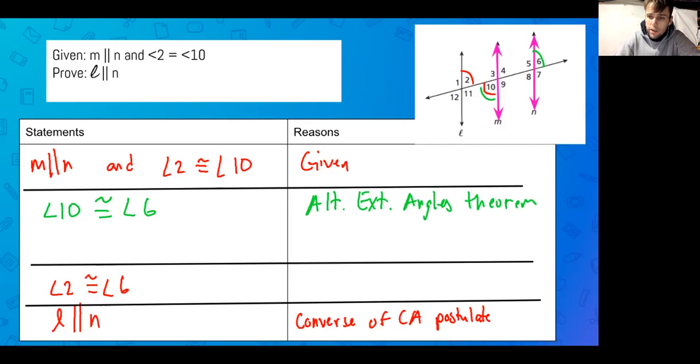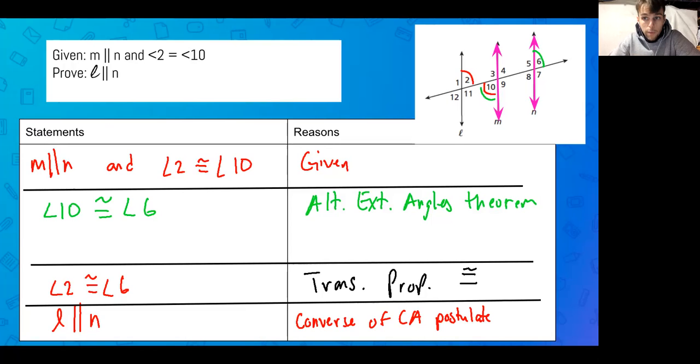And we've actually already created our chain. We have angle 2 is congruent to angle 10. Angle 10 is congruent to angle 6. That has created our chain for us. So by the transitive property of congruence, we can say that angle 2 is congruent to angle 6. And since those are corresponding angles, lines L and N must be parallel to one another.